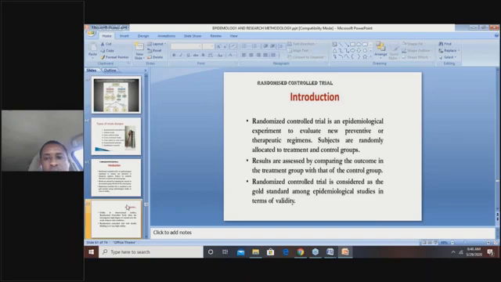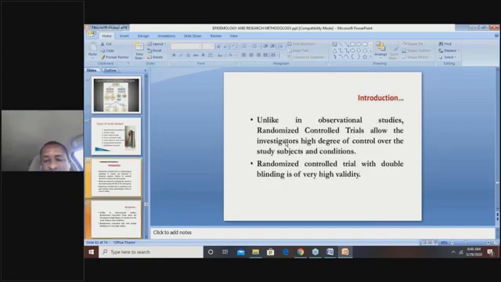So unlike in observational studies, a randomized control trial allows the investigator a high degree of control over the study subjects and conditions. Then again, a randomized control trial with double blinding is of high validity. So what we mean is this: the investigators have control, they determine what to give, but when there is double blinding, there is a high degree of validity.